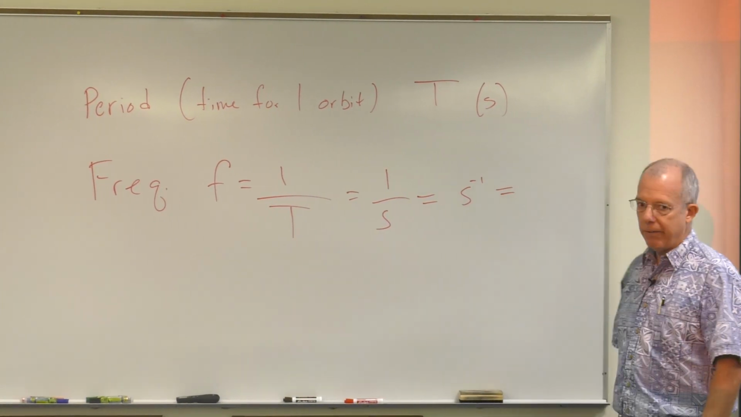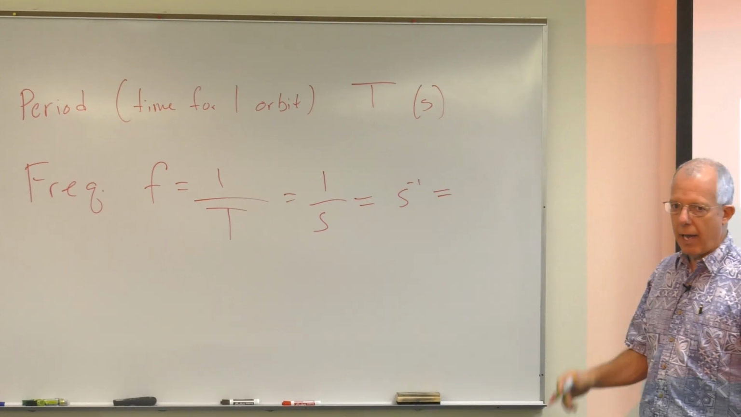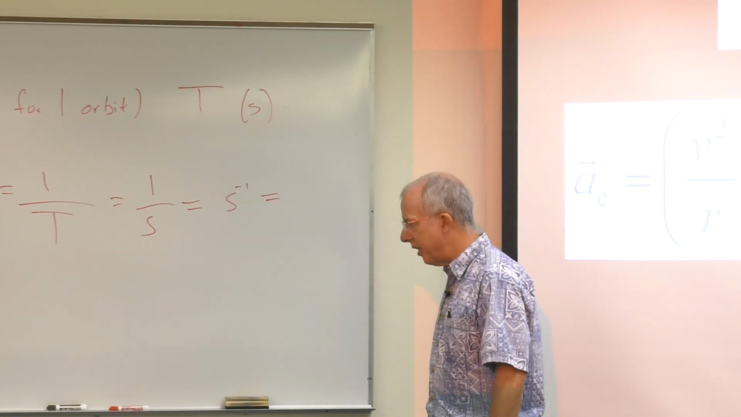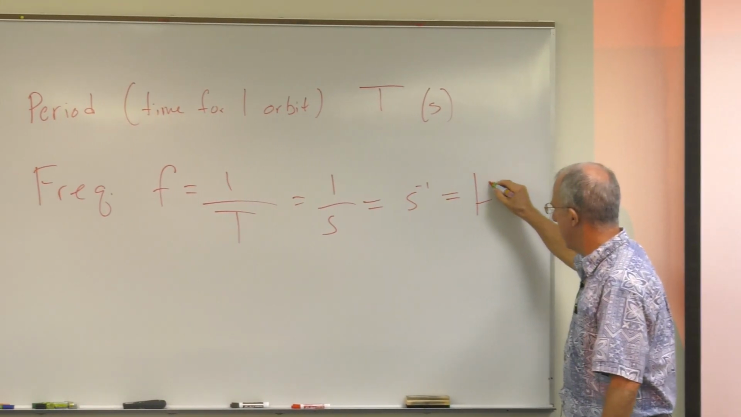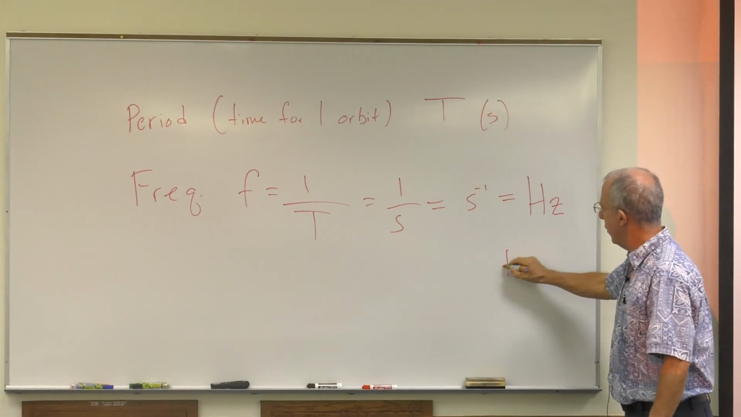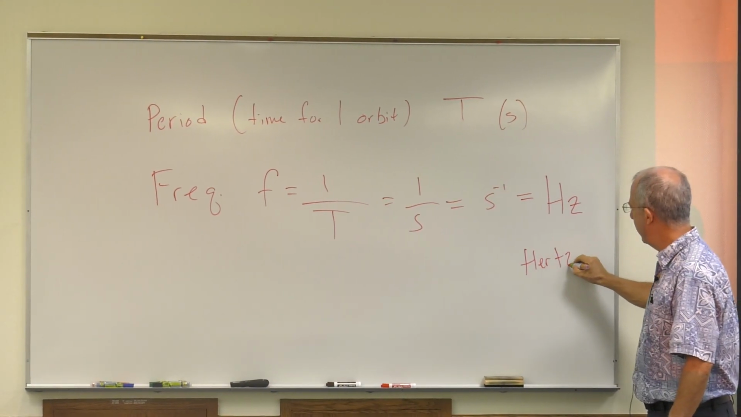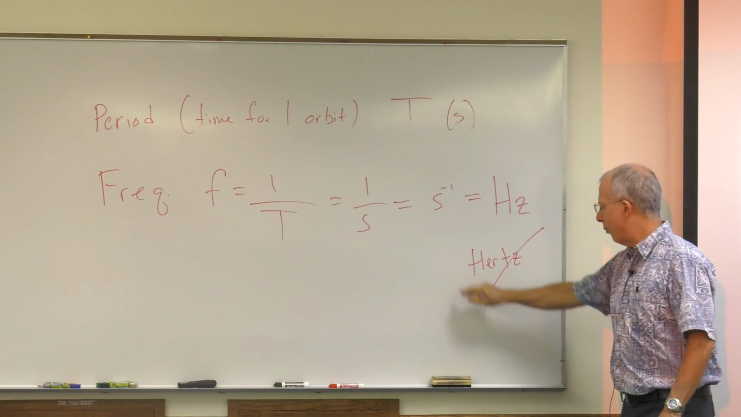But you know how we do things in physics. We always name things after famous physicists who are deceased. So that's called a Hertz, named after Mr. Hertz, of course, right? Which is not the rental car company.